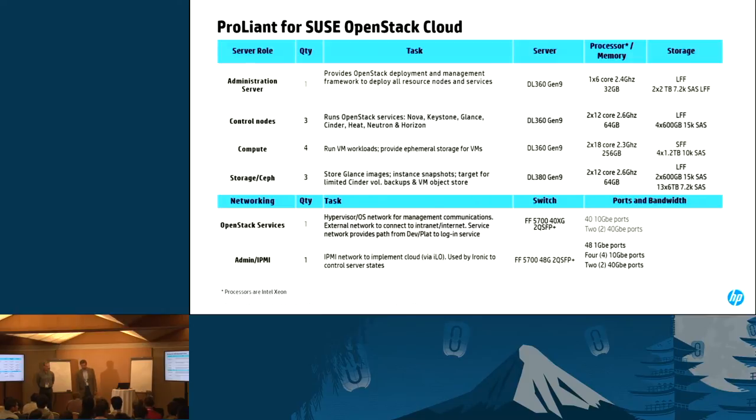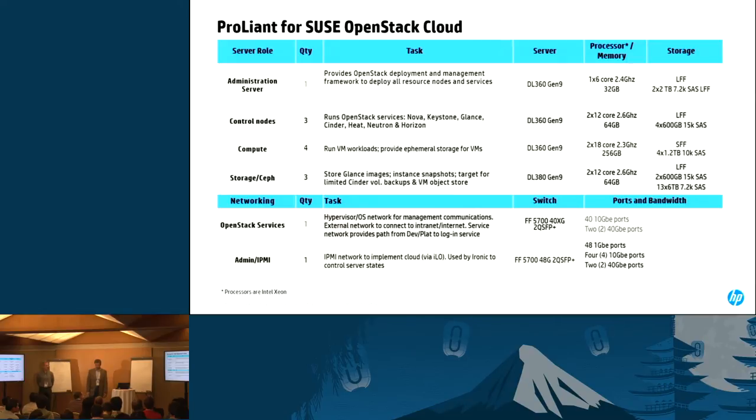Again, a 2x12 core processor, 64 gigs of memory, and the drive configuration. Try to remember, I think this one's a little bit different. So again, two 600 gig drives for the OS, they're mirrored, and then 13 6 terabyte drives for your storage. Everything else is pretty common.